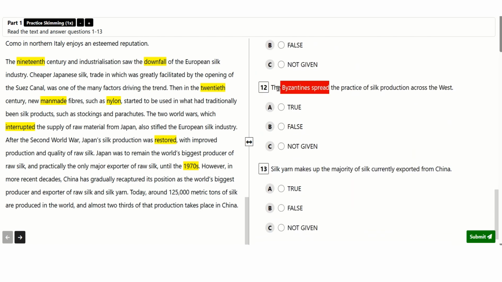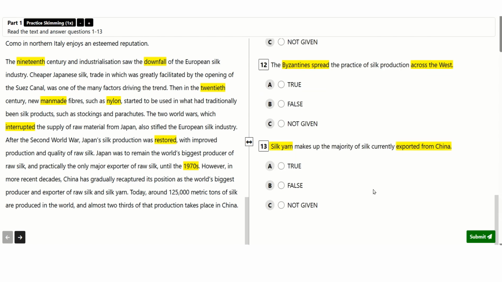12. Okay, they spread the practice of silk production across the west. These people spread the practice. Silk yarn makes up the majority of silk currently exported from China. So they export in the form of this and majority of.